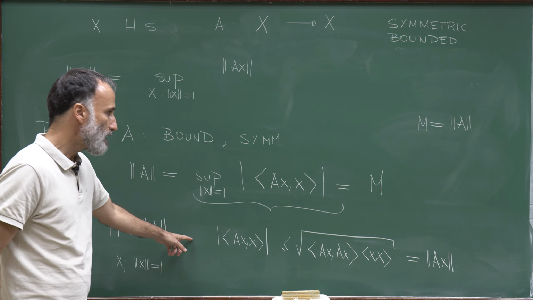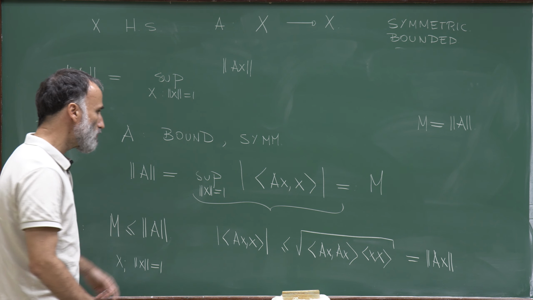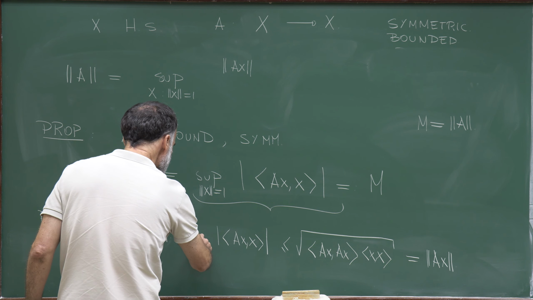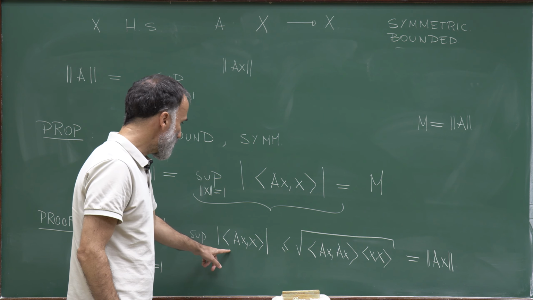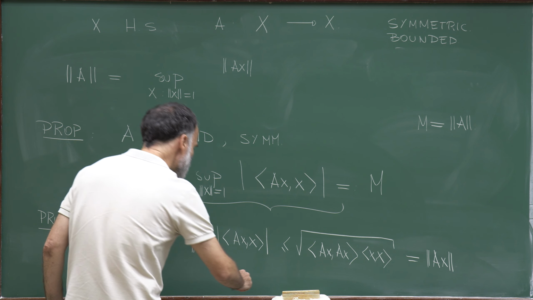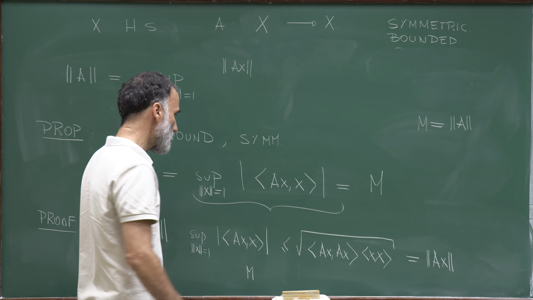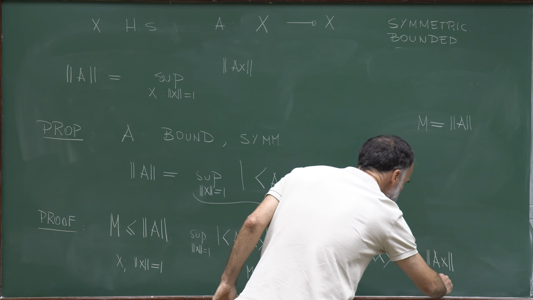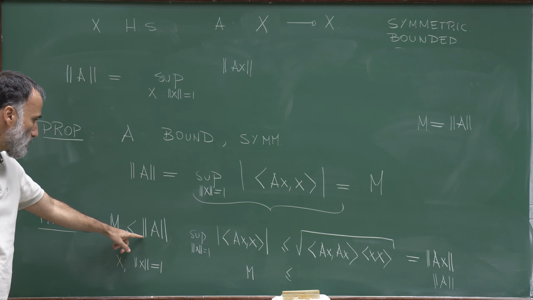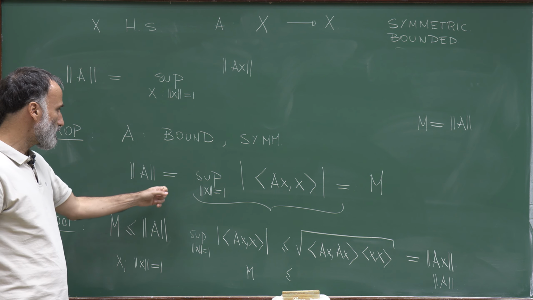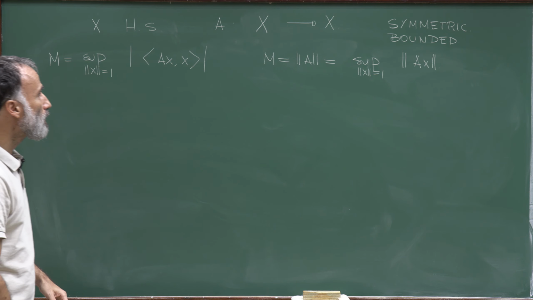So I proved that this inequality holds for all x whose norm is equal to 1. So if I take on both sides of this inequality the supremum over x whose norm is equal to 1, on the left-hand side, what I get is exactly M, and on the right-hand side, what I get is the norm of A. So this proves that, indeed, M is less or equal than the norm of A. So we proved that M is bounded by the norm of A. What I claim is that actually they are equal, and this is what I will prove. So we are proving this proposition.